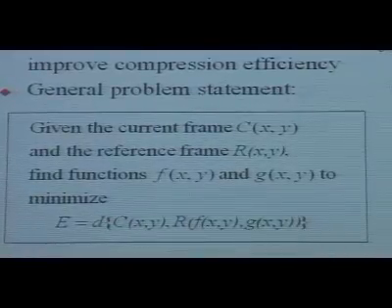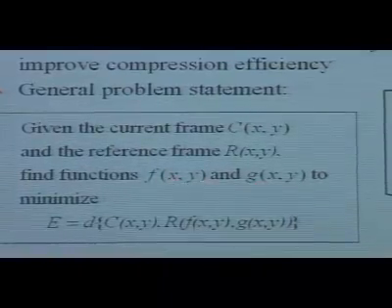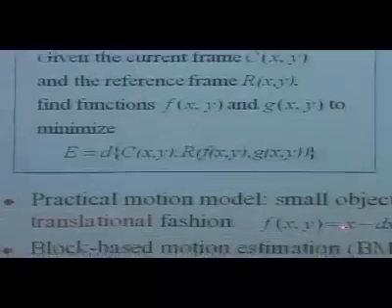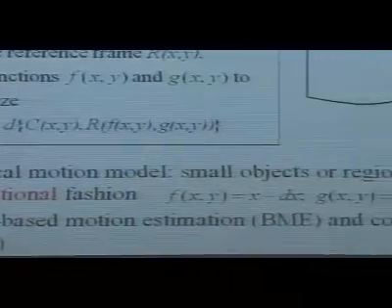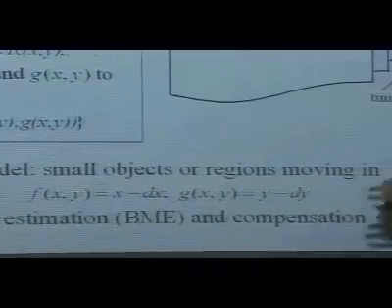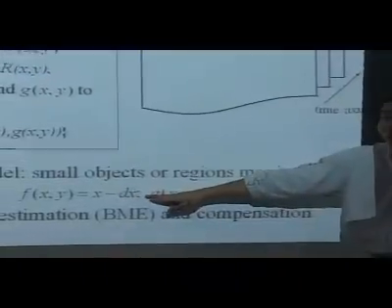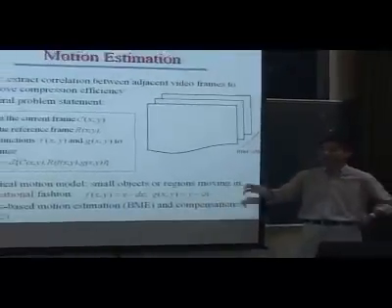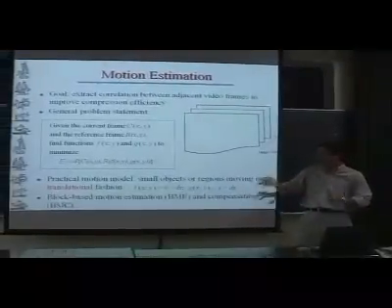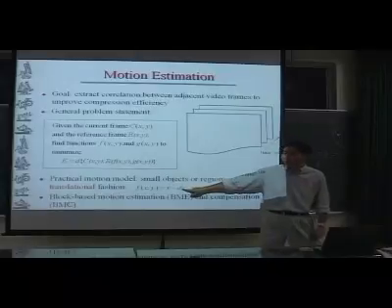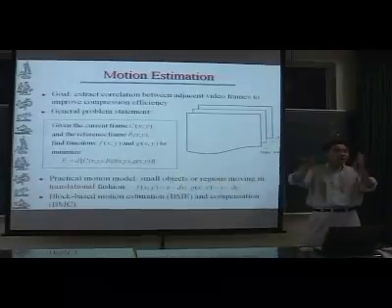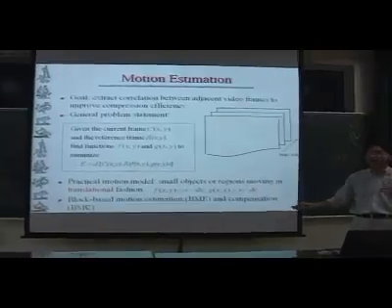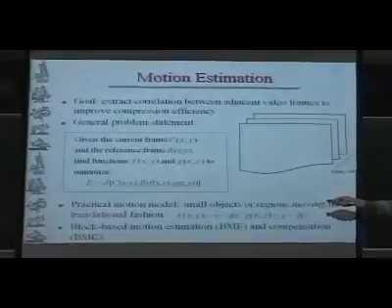Now, there are so many different functions that you can pick for f and g. But the translation model means f(x,y) is equal to x minus dx, and g(x,y) is equal to y minus dy. This is telling you that the object is moving away in the x dimension by this much, and in the y dimension by this much. If you just move sideways like this, then maybe this one is 0 and this one is 2. So it can move sideways, up, down in a translation fashion. This is the simplest case that we can think of for f and g.